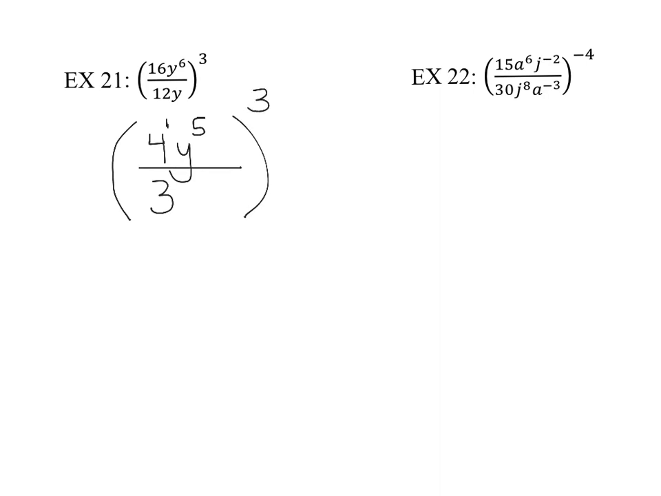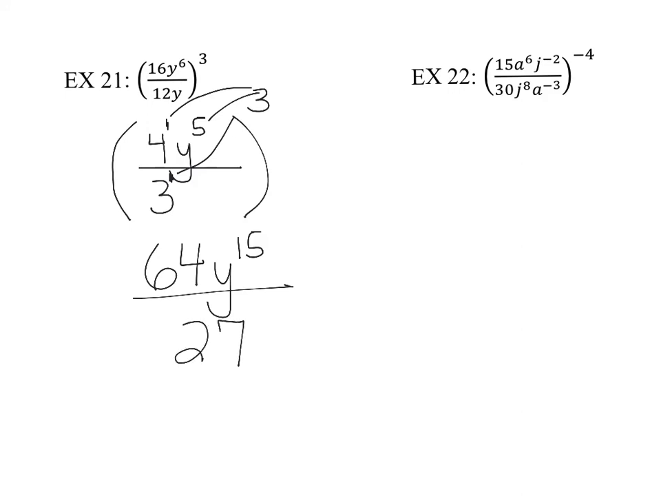So imagining there's little 1s on the 4 and the 3, when I bring that guy in, multiplying the exponents, you now have 4 to the 3rd power. Well, 4 to the 3rd power is a whole lot easier than doing 16 to the 3rd power, right? That gives me 64. Multiply your exponents, y to the 15th over 3 to the 3rd power is 27, not 9. There you go.